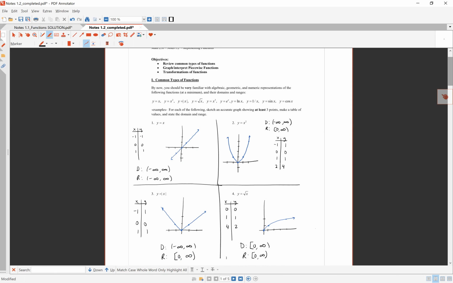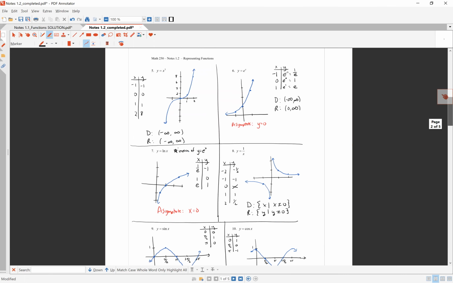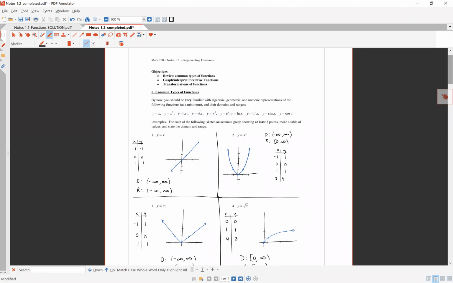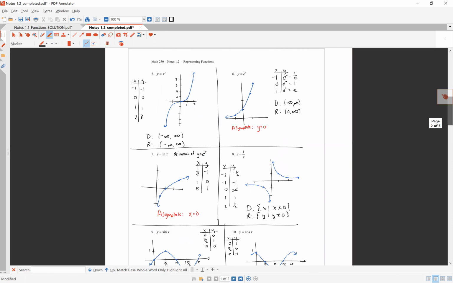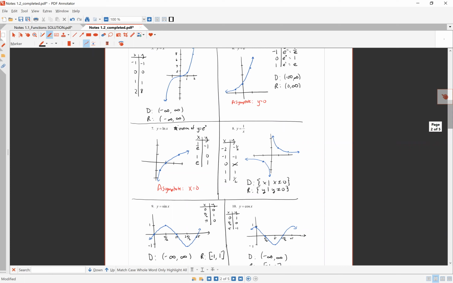And then for the absolute value function, once again, we know it's V-shaped. Again, just find a few ordered pairs and draw the curve through them. We definitely want to review the trig functions. You want to know the graphs of sine and cosine. Once again, review the graphs of all these functions, like y equals 1 over x, which is a hyperbola. Number 8 is a hyperbola. You definitely want to know the graph of y equals e to the x.